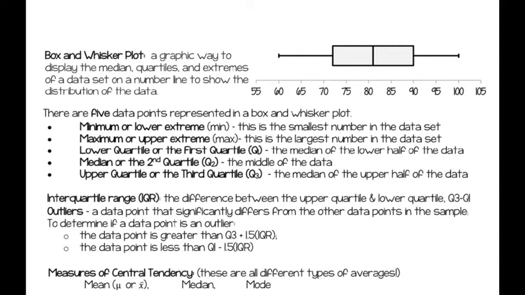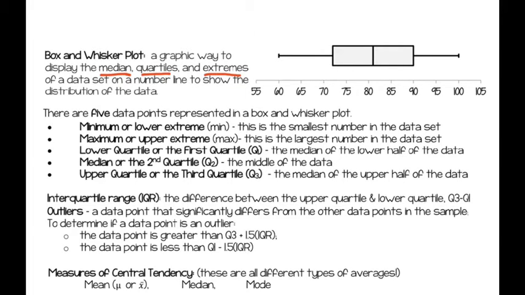But let's get some vocabulary as far as the different parts of the box and whisker plots. A box and whisker plot is a graphic way to display median, quartiles, and extremes. It does not show any other information. So things like mode or mean do not show in a box and whisker plot. A box and whisker plot is good if you're looking for middles or medians or highs and lows.